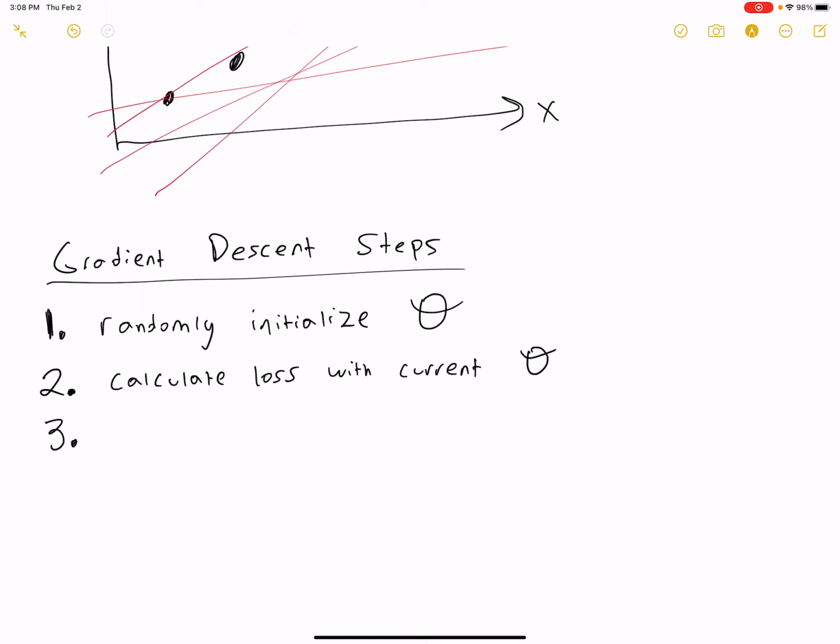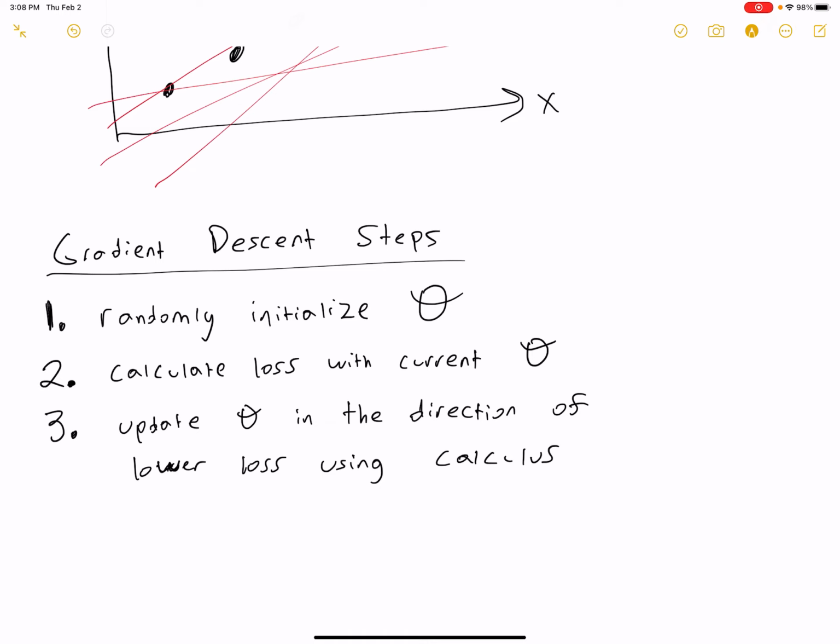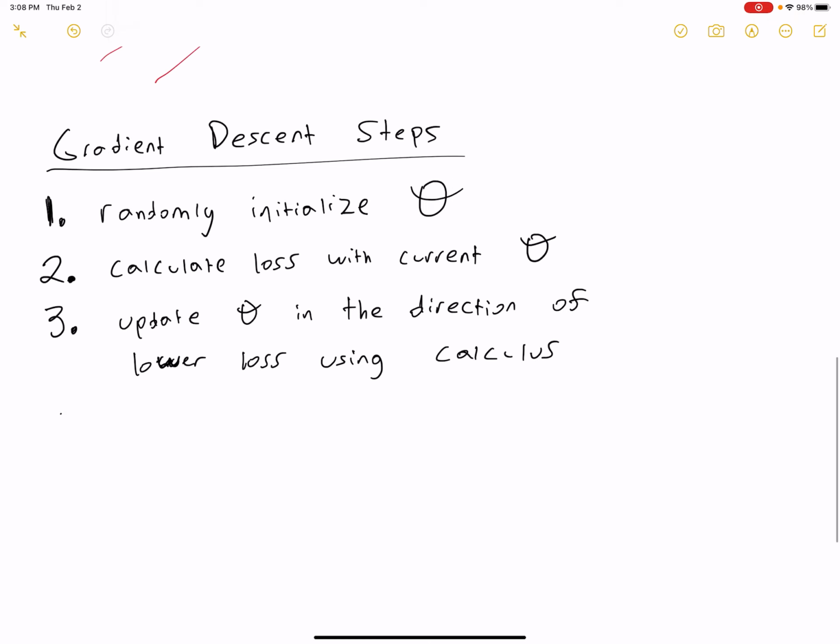Step 3 is update the parameters in the direction of lower loss using calculus, and specifically we'll use the calculus we talked about prior to all the coding classes, where the minimum is where you set the derivative to 0. We'll use that intuition here.